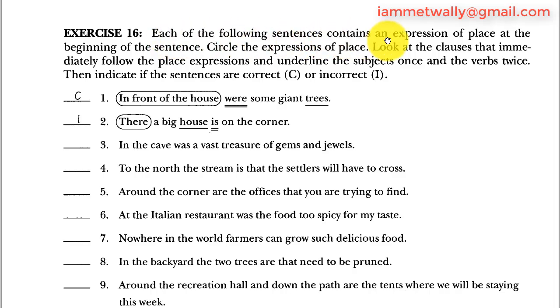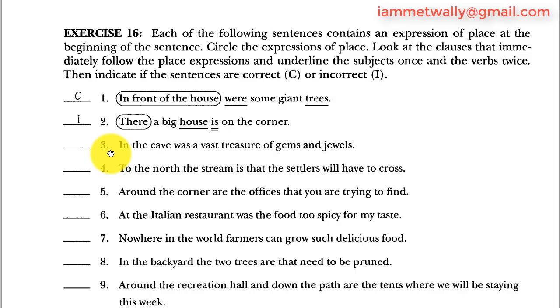Each of the following sentences contains an expression of place at the beginning of the sentence. Circle the expression of place. Look at the clauses that immediately follow the place expression and underline the subject once and the verbs twice. Then indicate if the sentences are correct, C, or incorrect, I. 1 and 2 are done.